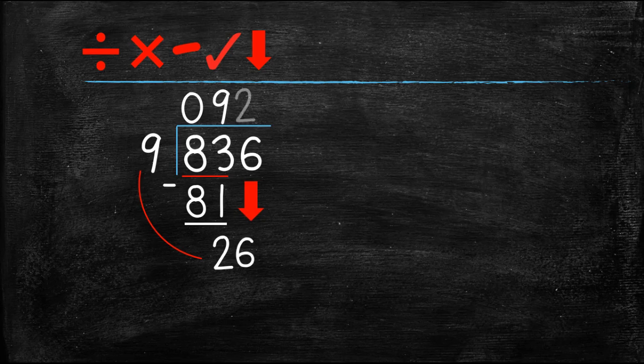26 divided by 9 is 2. 9 times 2 is 18. Now we subtract. It's 8. Is 8 less than 9? It is, but we can't keep going, so our 8 ends up being our remainder. That's the amount that's left over in a division problem.